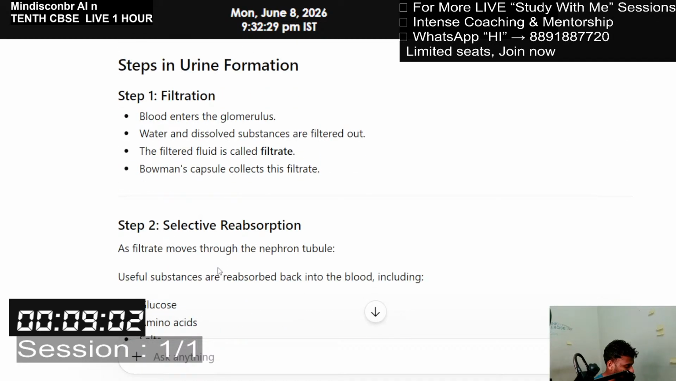Steps in urine formation. First one is filtration. The filter unit is the glomerulus, and the glomerulus is found inside Bowman's capsule. The blood enters the glomerulus. Water and dissolved substances are filtered out. The filtered fluid is called filtrate. The Bowman's capsule collects this filtrate.